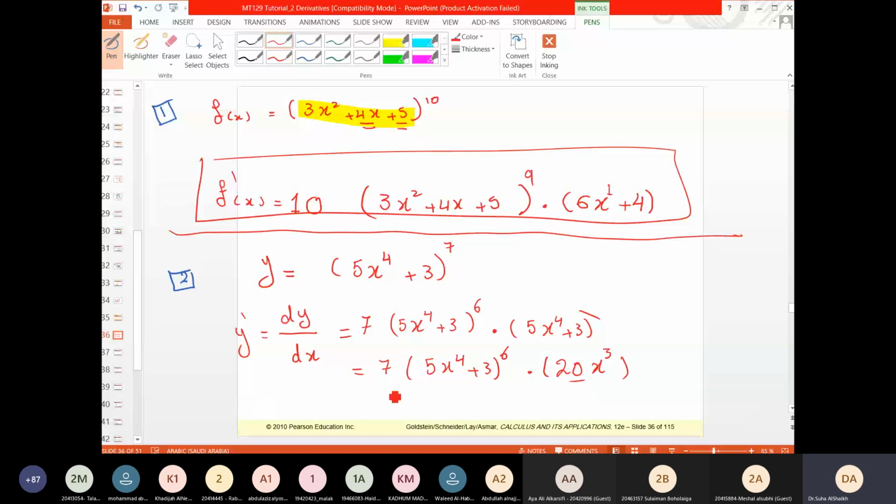We can multiply the 20 now with the 7. This will be 140, and I can bring the x^3 here and leave the (5x^4 plus 3) to the power 6 in there, and this is our derivative. This is my y dash. You got it? This is what we call the general power rule. When I have a power but inside the power I have another function, I have to apply the general power rule here. Clear?